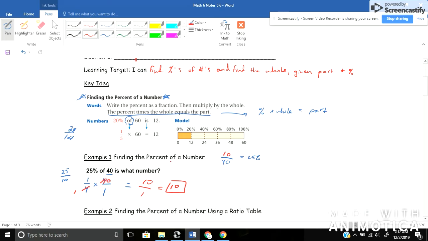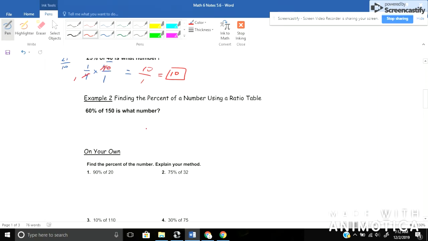Okay, let's do that same thing, but now I'm going to use a ratio table to do that. So again, just showing you another way to solve it. Use a ratio table to find the part here. All right, so I'm going to draw myself a table to start. And it looks similar to the last problem where it says 60% of 150 is what number? Okay. Well, let's give myself a little ratio table here.